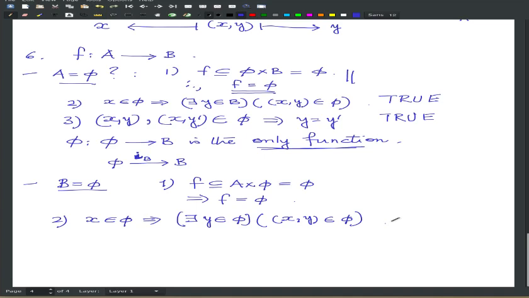Now, I made a mistake over here. X belongs to A, because I don't know about A. I said B is empty. So since I said B is empty, so this should be the statement. Okay? So now, can this statement be true? So let me write the third statement. You tell me which statements would be true. (x, y) and (x, y prime) belong to the empty set implies y equals y prime.